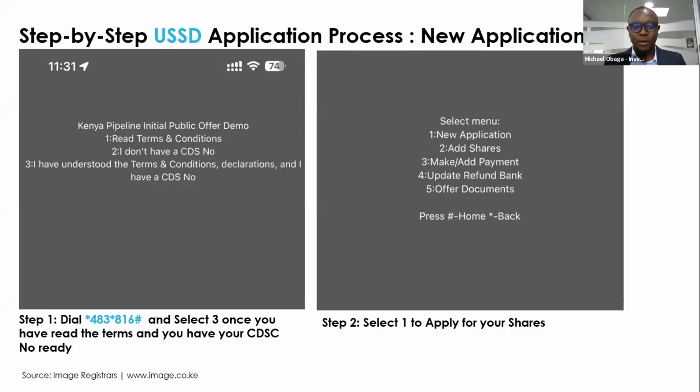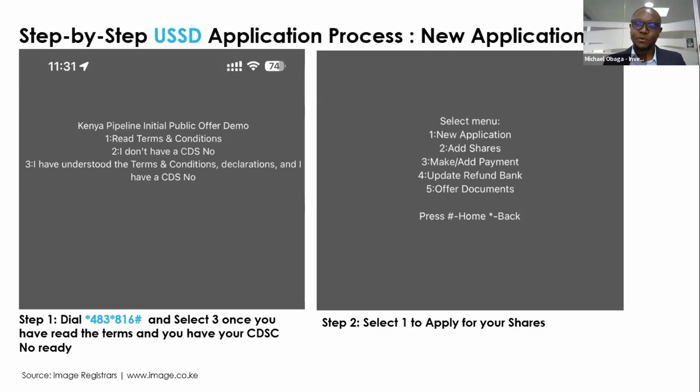So you should answer with 1, so that it sends you the terms and conditions in a message, so that you go through them, and then you come back to the application, which will now allow you to select option number 3, that you've read and understood the terms and conditions. Therefore, it will allow you to move to the next page, where you select whether you are a new applicant, or you've already applied and now you want to add more shares, or maybe you want to make a payment, because the system also allows you to make an application and pay later.